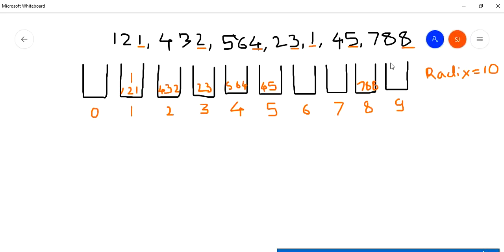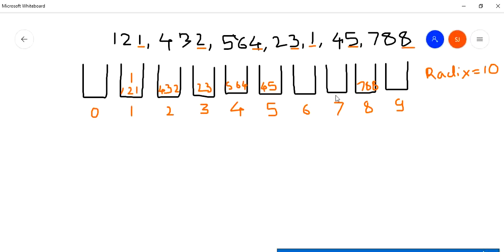It is completion of round 1 or pass 1. Based on the unit digit of every number, we have categorized these numbers into different buckets. Now it is important that out of 10 buckets, 4 buckets are vacant, they are empty. It is not required that each and every bucket must be filled. It is possible that some of the buckets may be empty, some other buckets may be filled. Don't worry about it. According to your considered digit, place the numbers into the corresponding bucket.